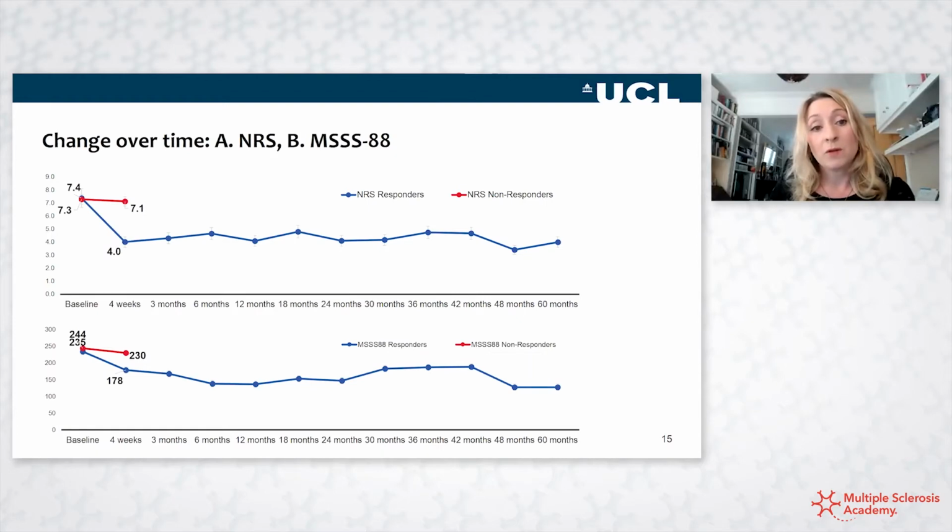We also saw, using the NRS, that 0 to 10 point scale, a really clear response that was maintained over time. And this is actually an analysis we did looking at the entire cohort, which went up to 5 years. So the people who stayed on it and were NRS responders kept that response long term. And similarly with the MSSS 88, again, this response was maintained. So it's not going to work for everybody. It won't be effective enough for everybody, but for a cohort of people, they respond really nicely to it and it can be long term.